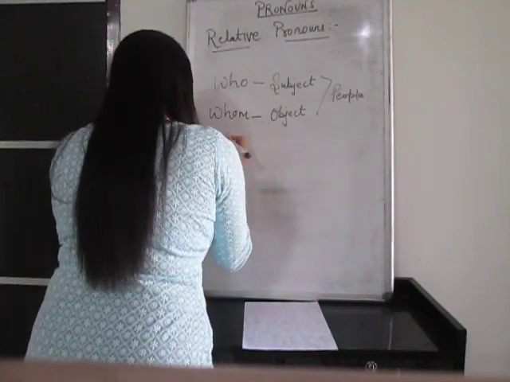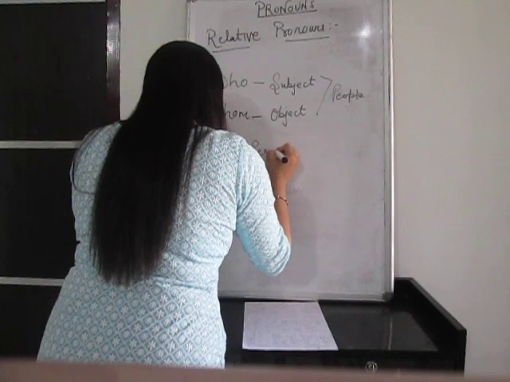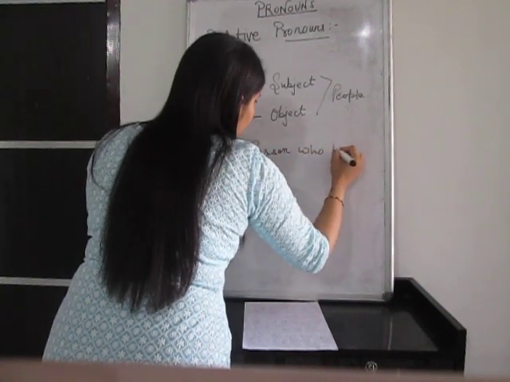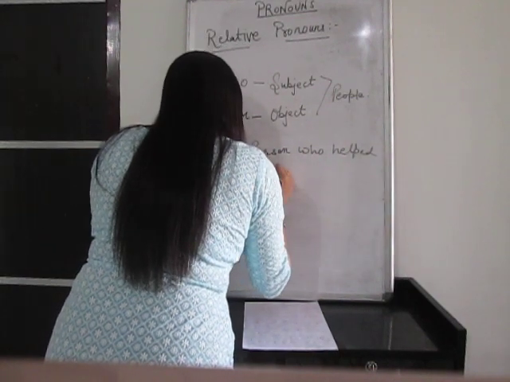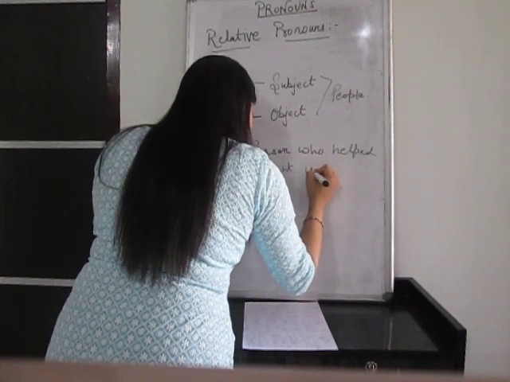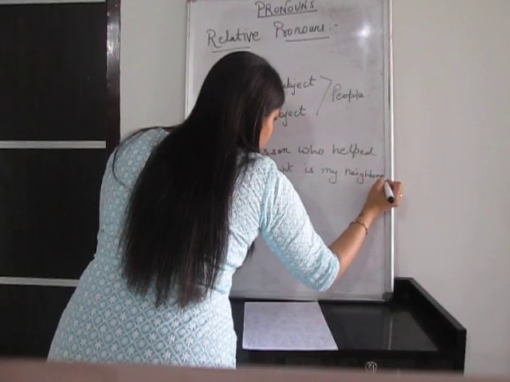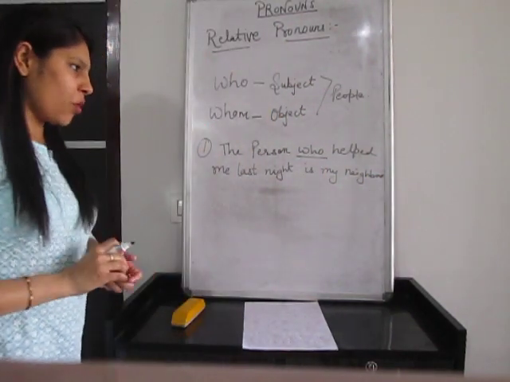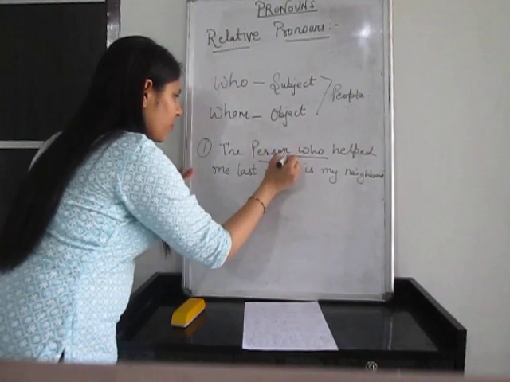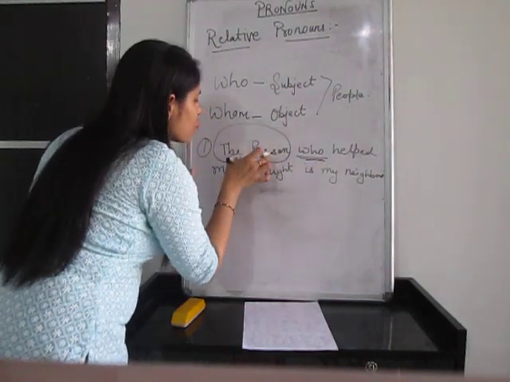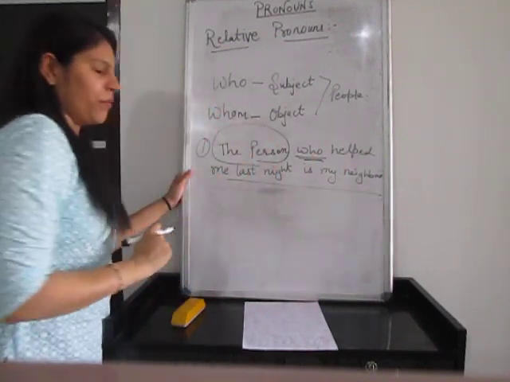I'll give you one example. The person who helped me last night is my neighbor. So who is our relative pronoun here. Who helped me last night is my neighbor, the person. So this pronoun is used to connect this phrase to our main thing.